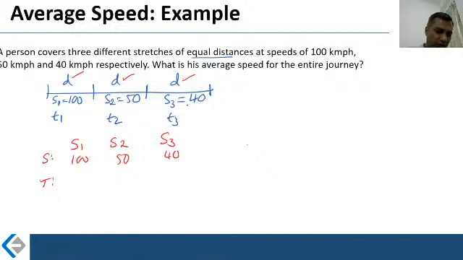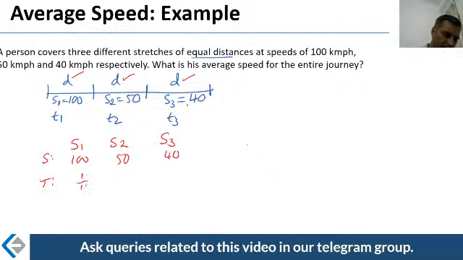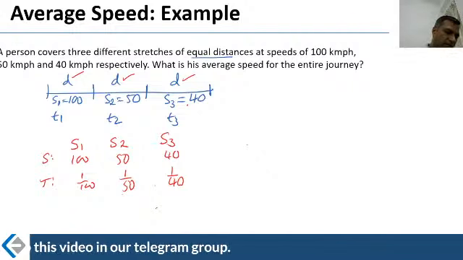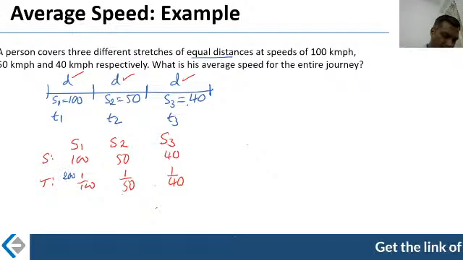What is the time ratio? T1, T2, T3 are inverse of 1 by 100, 1 by 50, and 1 by 40. This would be the time ratio. Good. So what do you do? Take the LCM of the denominators. What is the LCM of the denominators? 200. Multiply throughout by 200.